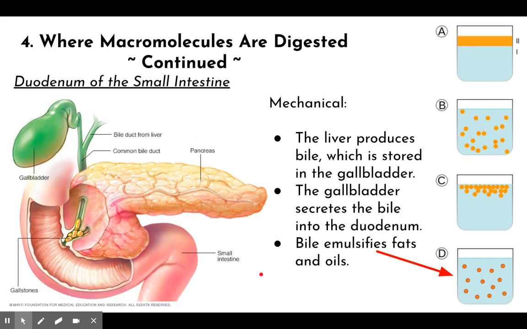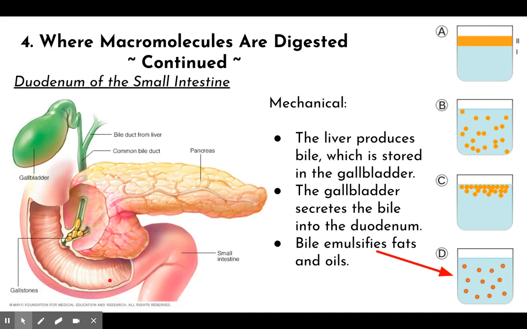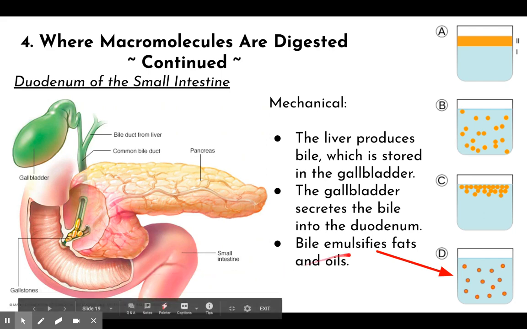Now, let's talk about the mechanical digestion that occurs in the small intestine, particularly the mechanical digestion of fats and oils. So as the acid chyme leaves the stomach and heads here to the first section of the small intestine, the duodenum, it has all kinds of food molecules in it, but the ones that are going to be hardest for enzymes to attack are fats and oils, because fats and water don't mix.